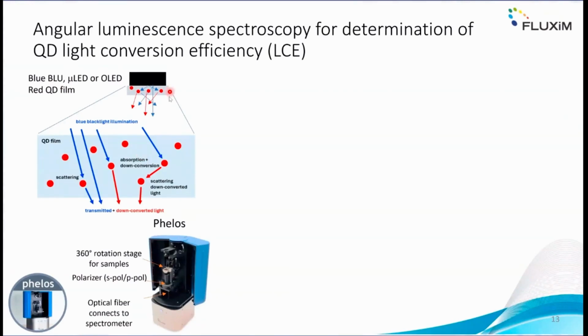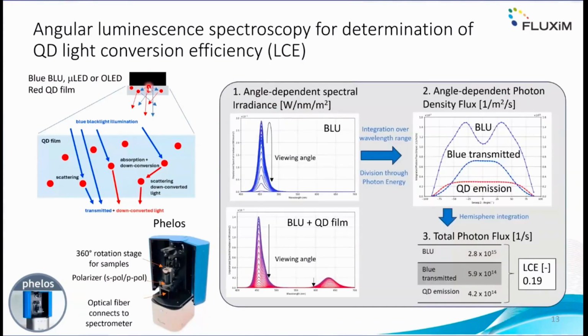But in this study here, we wanted to check whether we can accurately determine the light down conversion efficiency, which we called LCE. And we used for this our angular luminescence spectrometer that is shown on the bottom here. We have a collecting fiber bundle that collects the light, and we have a rotating stage where this bundle of light, backlight, and film is rotating with respect to the fiber bundle. And the data you see here is first the characterization of the backlight unit, just the blue light itself, and then the combination of backlight unit plus QD film.